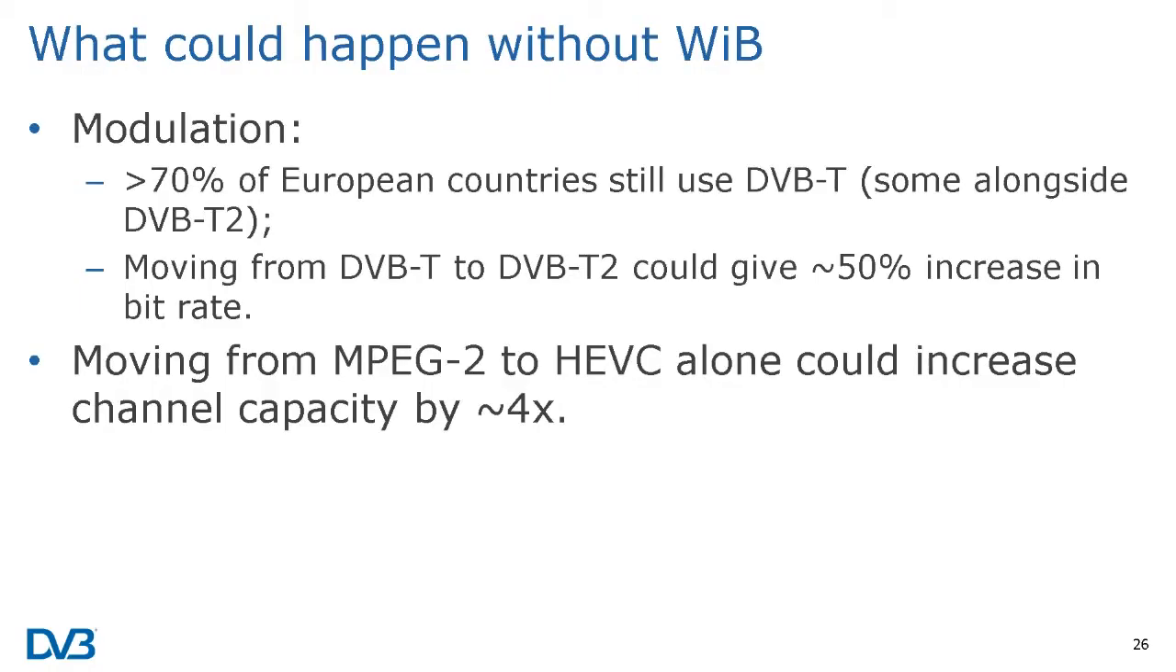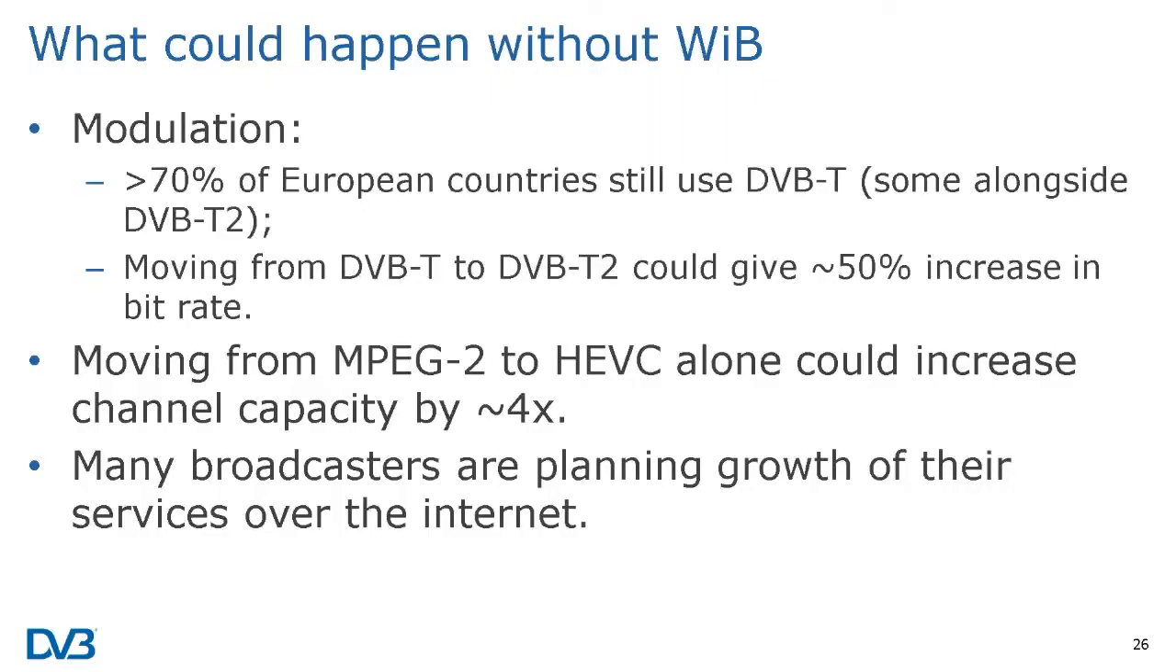If they were to be able to move from T to T2, that could give something like 30 to 50% increase in bit rate simply by changing the modulation scheme. And moving from MPEG-2 to HEVC, for example, alone, that could increase the channel capacity in the same bit rate times 4. So there seems to be quite a bit that countries could do. And in addition, on top of this, many broadcasters are actually planning the growth of their services over the top, over the internet, so that they don't have the cost of the hardware infrastructures for the transmitter networks.